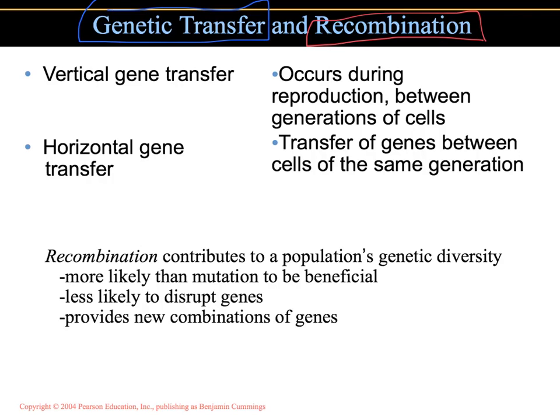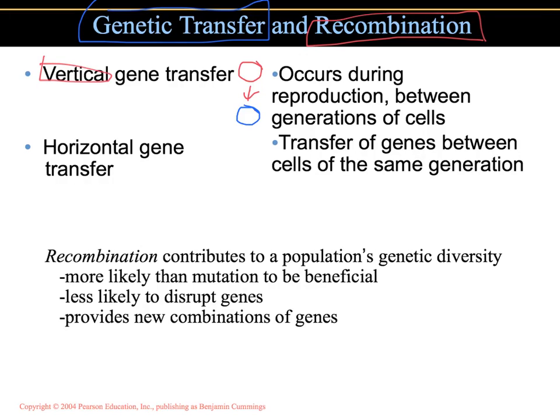Now, this can happen in two different ways. First, we have vertical gene transfer. Vertical gene transfer is having genes transferred from one parent to the offspring. So that would look something like this, where you'd have the parent cell, and the genes that are in there get passed on to the generation following it. So one generation is passing on the genes to the generation after it. That is vertical transfer. We do that, plants do that as well.